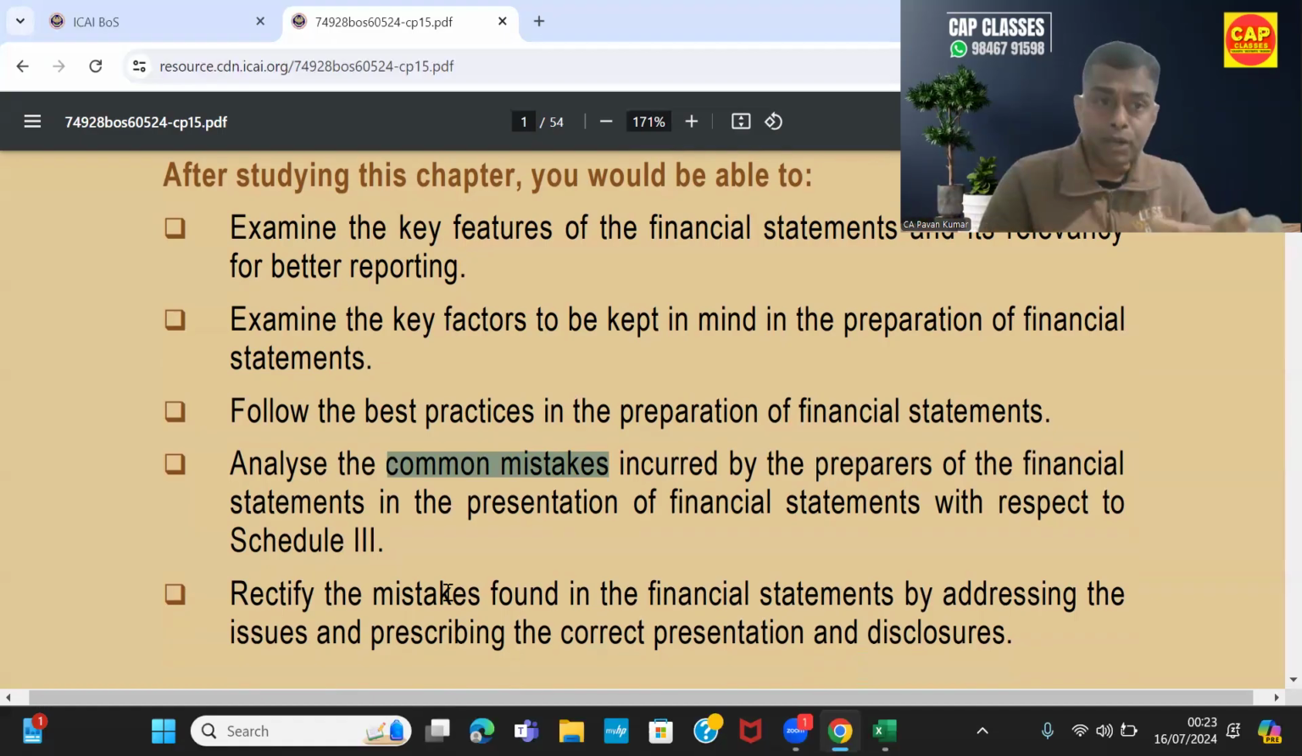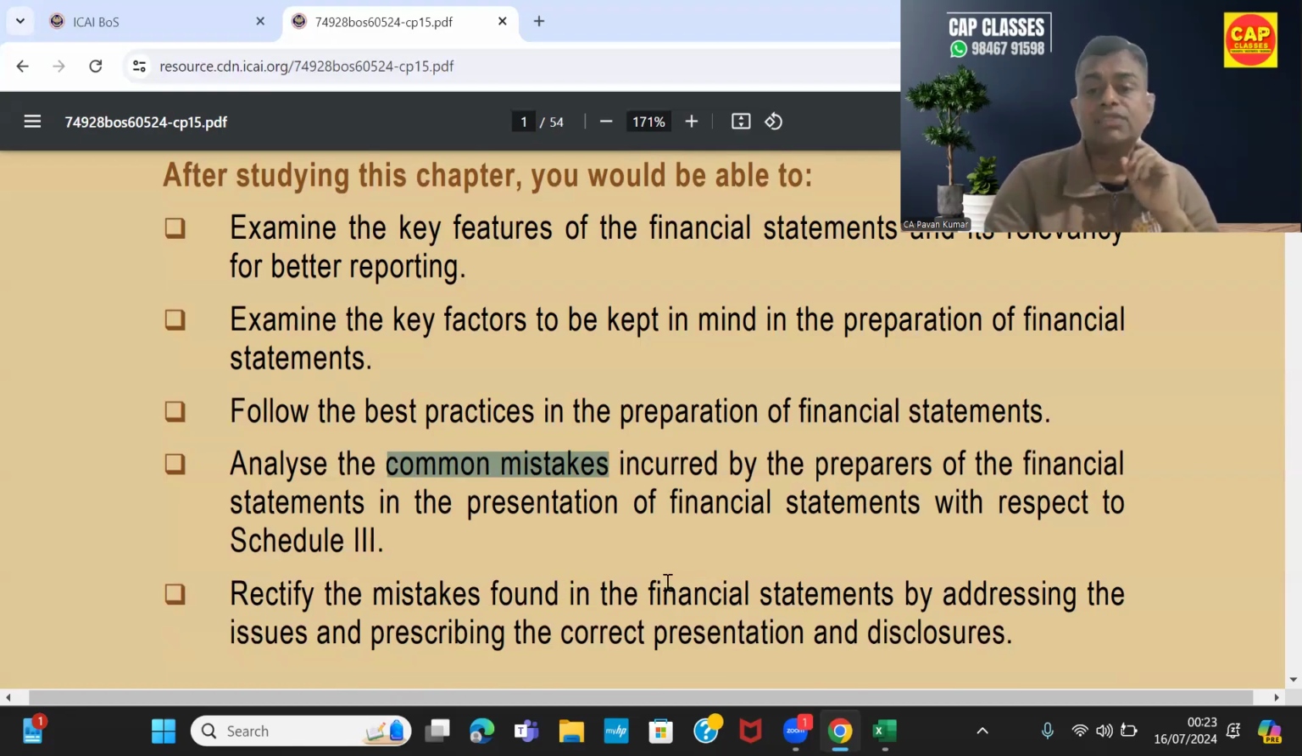The whole chapter is about one: analyze the common mistakes incurred by the preparers of financial statements. An employee or an accountant or the manager or one of the directors who is preparing the financial statements of X Limited might have done some mistake. How do you find the mistake? How do you analyze the mistake? And how do you rectify the mistake?